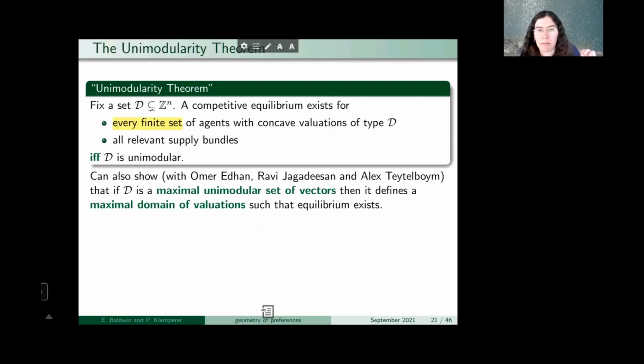So for example, the strong substitute vectors, they are a maximal unimodular set of vectors. So that means that if you've got a valuation that's not of that demand type, then there exist valuations that are of that demand type, such that competitive equilibrium fails. And we can play that game for any maximal unimodular set of vectors. And of course, the punchline is going to be that the strong substitute demand type vectors, they are a maximal unimodular set of vectors, but they're not the only one.